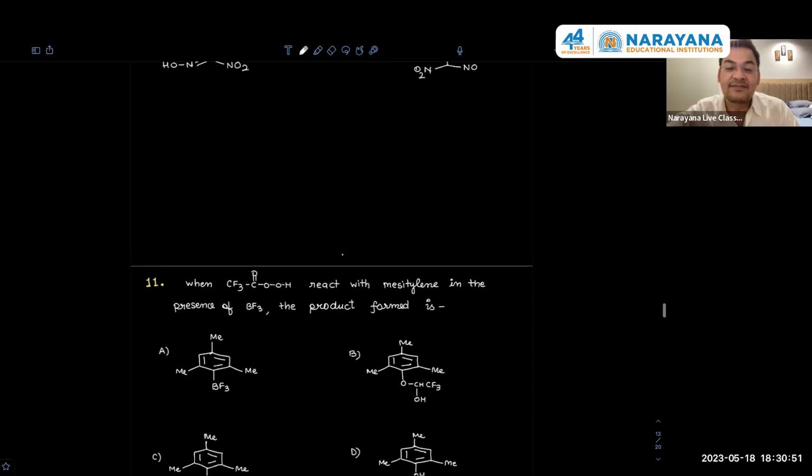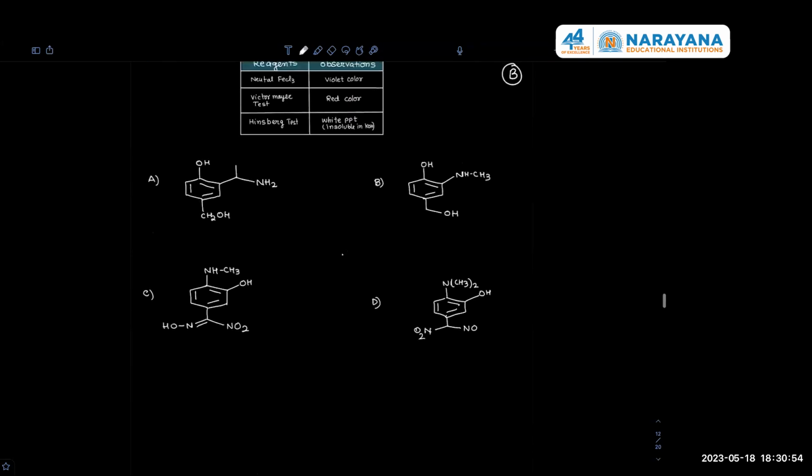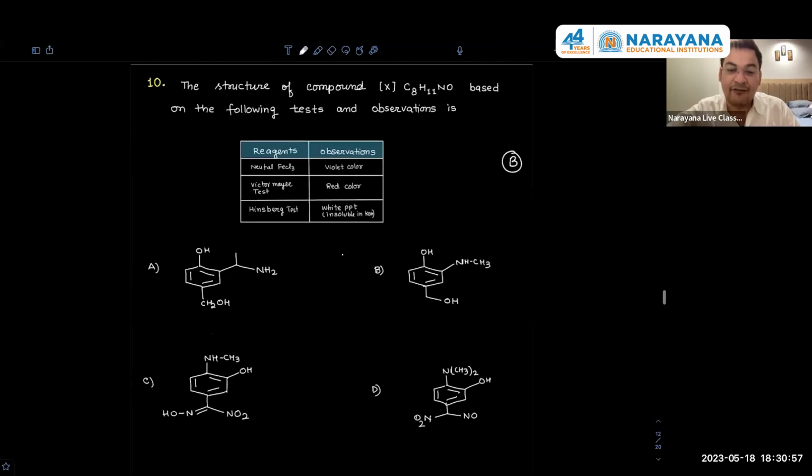Sir, can NOH give the Victor Meyer test? Yes. But the formula is not matching with the compound, because in the compound there is only a single nitrogen. C option is also correct, but the formula is not matching. C option can give the neutral FeCl3 test, yes, phenol is there. It will give the Victor Meyer test, because this oxime part has a double bond NOH. This is actually formed during the Victor Meyer test of alcohol only. So it will give red color. This condition forms in the primary alcohol test during Victor Meyer. And Hinsberg, a secondary amine is there, but the formula is not matching.